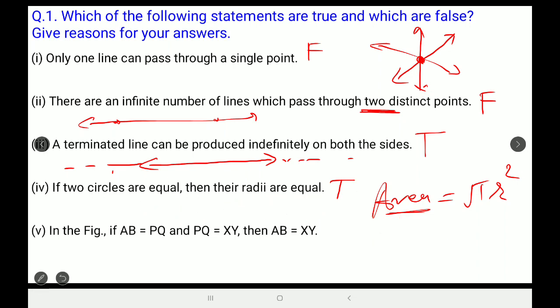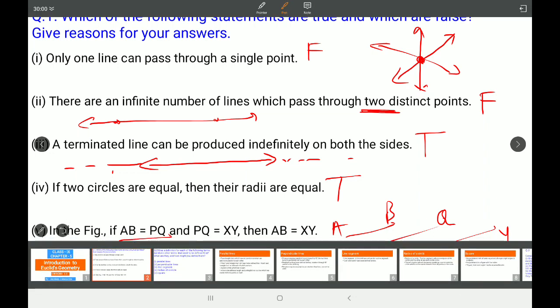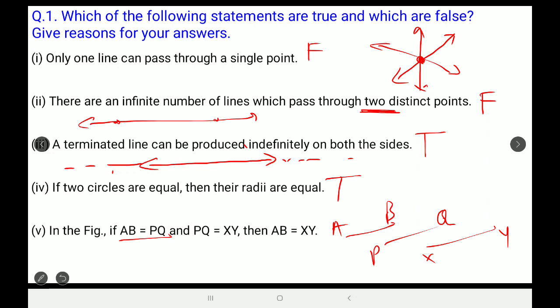Next one. So this statement is true. Last one. In the figure, if AB equals PQ and PQ equals XY, then AB equals XY. In this question, three figures are given: AB, PQ and XY. It is given in the question that AB equals PQ. AB and PQ both are the same in length. PQ and XY also are the same. So we can say that AB equals XY.